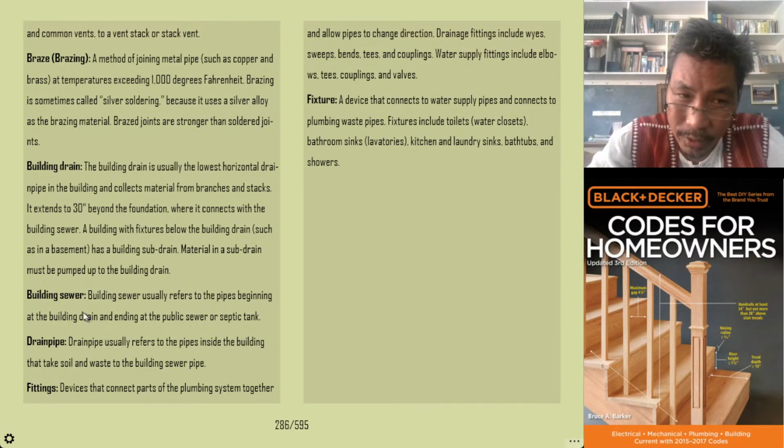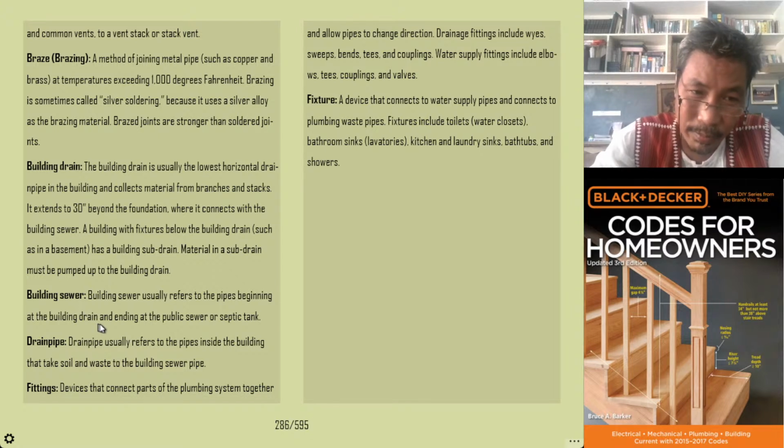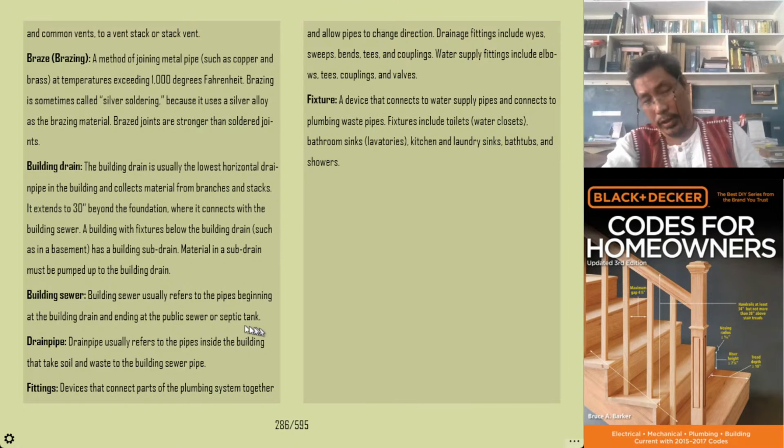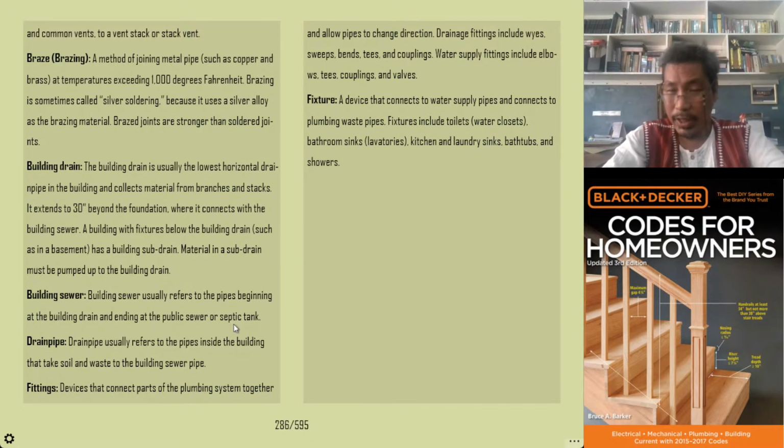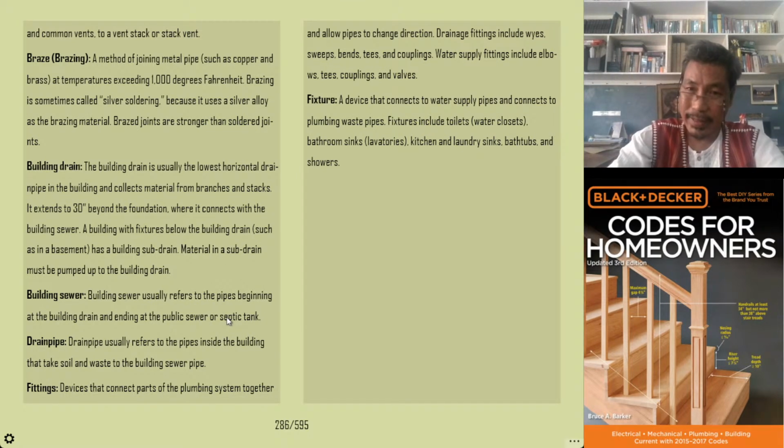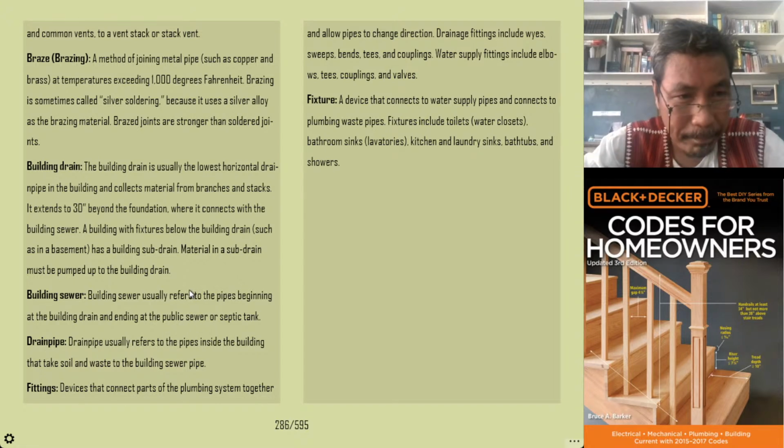So that is the start of the building sewer, outside of the building and ending at the public sewer or septic tank. So it could go directly to the septic tank, or to the public sewer if there is a public sewer available. What about the building drain?